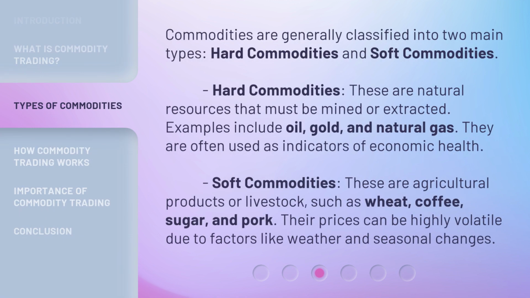Commodities are generally classified into two main types: hard commodities and soft commodities. Hard commodities. These are natural resources that must be mined or extracted. Examples include oil, gold, and natural gas. They are often used as indicators of economic health. Soft commodities. These are agricultural products or livestock, such as wheat, coffee, sugar, and pork. Their prices can be highly volatile due to factors like weather and seasonal changes.